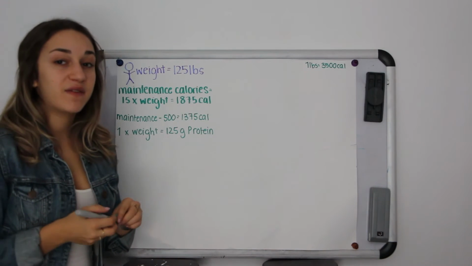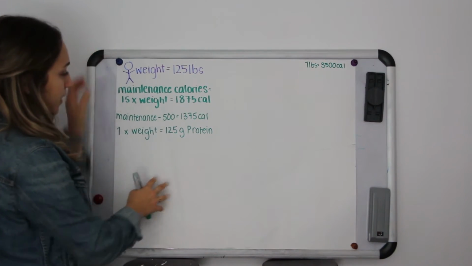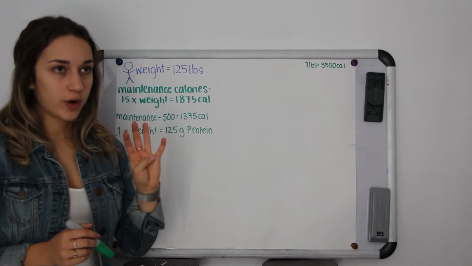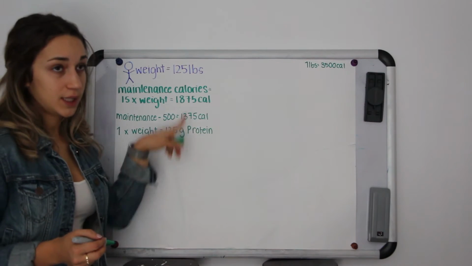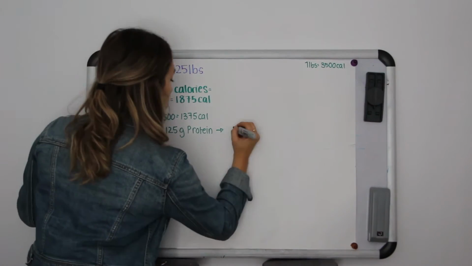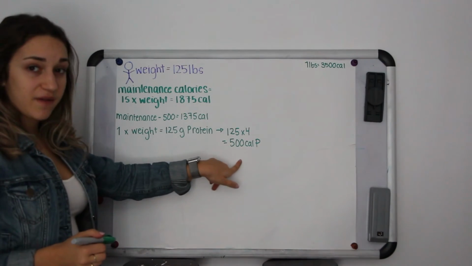If you did see my video on what are macros, you will know that each gram of protein is 4 calories. So to calculate that, we're going to do our amount of grams of protein times 4. Okay, so your protein is at 500 calories.